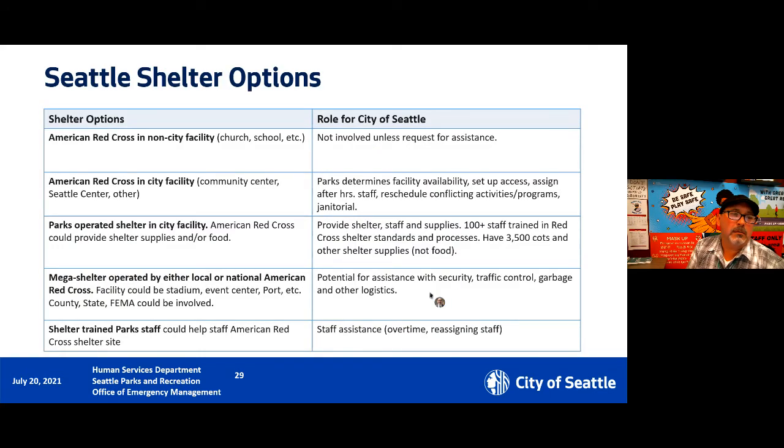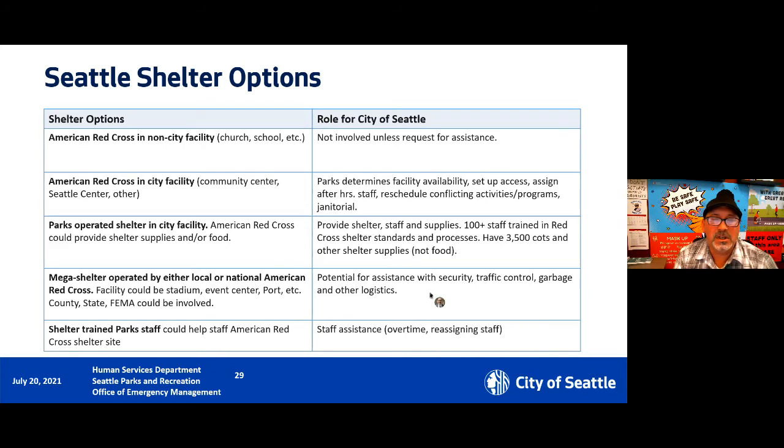So we have our shelter options. So this slide is a table with 2 columns and about 5 rows in it. The first shelter option is the American Red Cross in a non-city facility. The next column shows the role of the city. So the city wouldn't be involved in that because the Red Cross would basically be running it in a non-city facility. The second row shelter option is an American Red Cross in a city facility, kind of like a community center or the Seattle Center or other city facility.